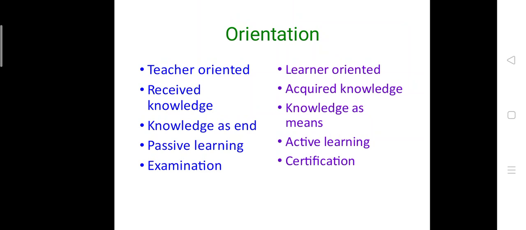And knowledge as an end is the Indian concept. Knowledge as an end. To educate means to acquire knowledge. And in the Western system, knowledge is a means of their progress in life, progress in work, job, etc. So, the nature of learning is passive in the Indian context, but it is more active in the Western system because learner involvement and learner responsibility is more. Each individual learner is responsible for her or his own learning.